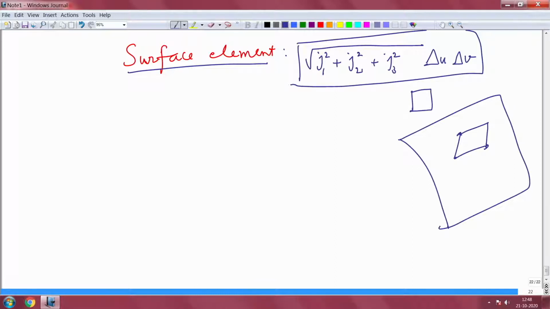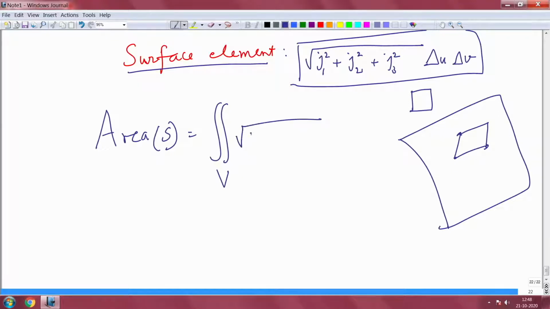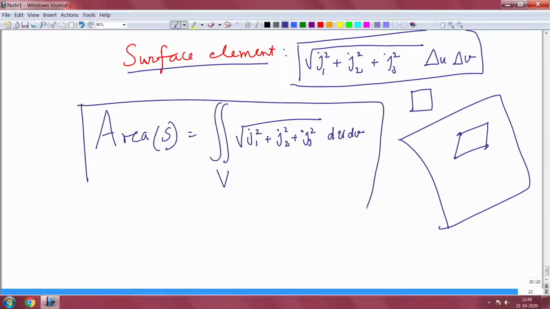So, using that you can define the area of S. Okay. Area of S is nothing but a double integral over the domain V. You recall what I have defined. So, this is the integral of root of J1 squared plus J2 squared plus J3 squared du dv. You see this is a 2 dimensional integration happening on V. And this is precisely your surface measure dS.